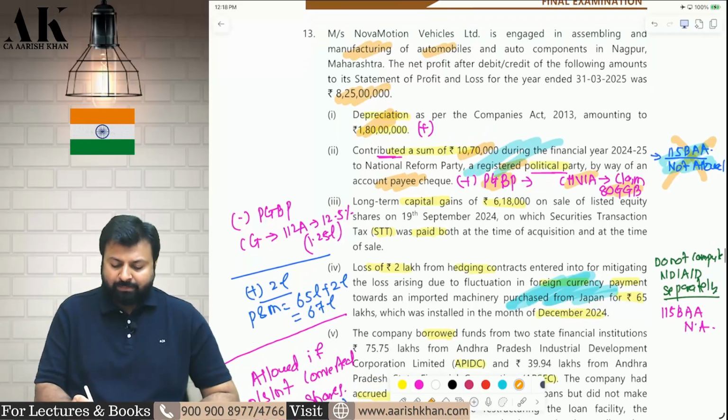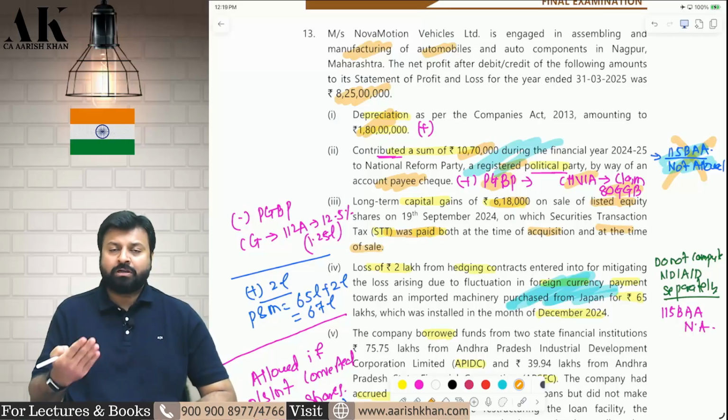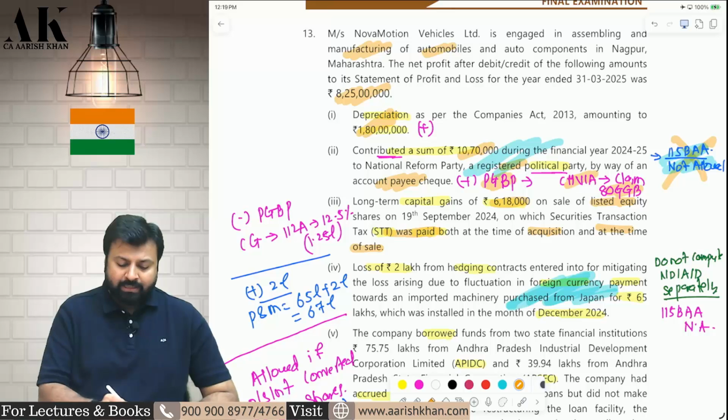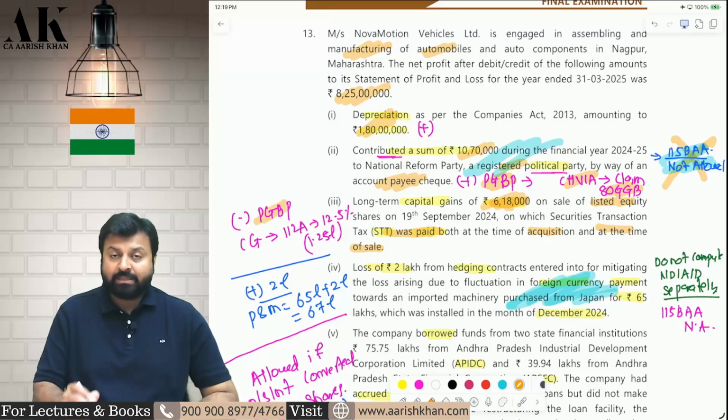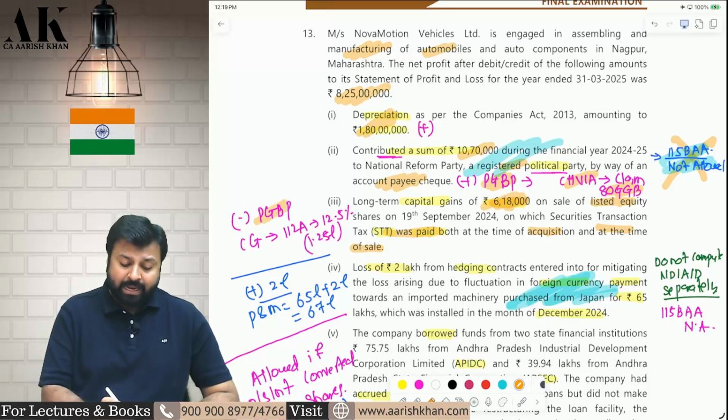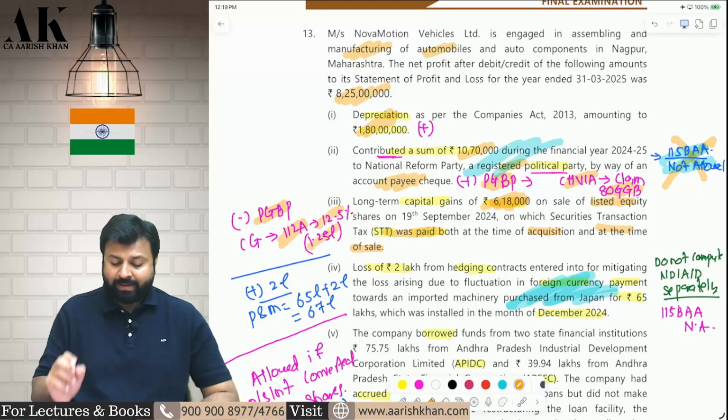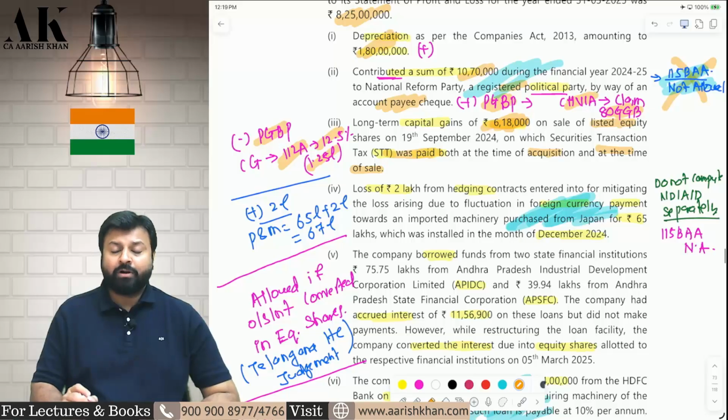Next one, there is some long-term capital gain of 6,18,000 rupees on listed equity shares on which STT is paid both at the time of purchase and sale. Therefore, this long-term capital gain is covered in 112A. Therefore, reduce 6,18,000 from PGBP and show it under capital gains, and in capital gains 112A will apply, 12.5% tax in excess of 1.25 lakhs. Okay. Next one is a very important adjustment for us.